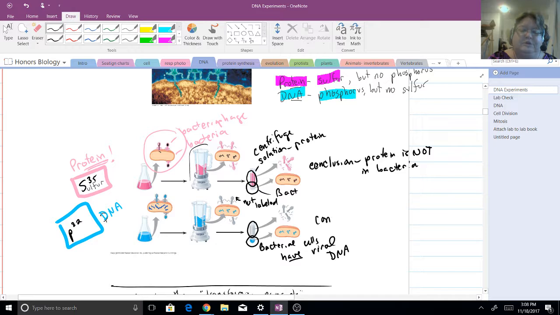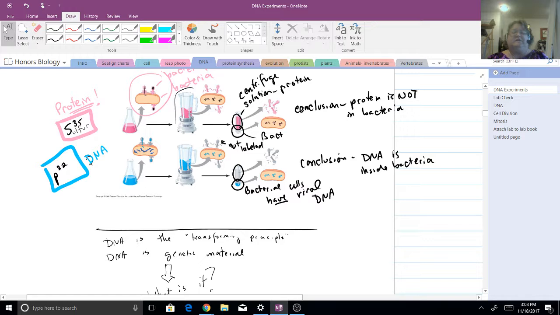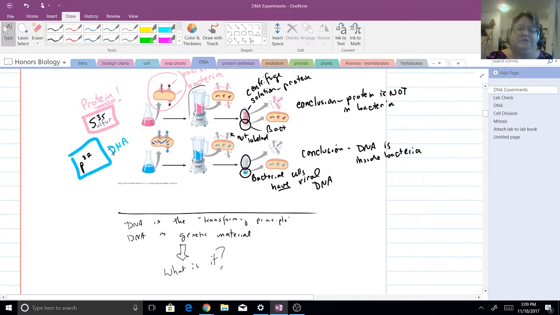Well, the conclusion, and again, this is a very nice, elegant experiment, the conclusion was simply that the DNA is inside the bacteria. Now, what they could pretty confidently take away from this is that the DNA is the transforming principle. The DNA is what the virus injects into the cell. That's what's important. The DNA is what causes that host cell to be infected. And so Hershey and Chase were really able to figure that out.